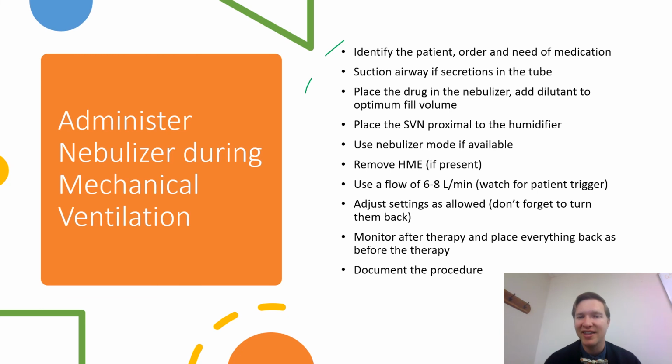Place the drug in the nebulizer, add the diluent to optimal fill volume, which is usually around 5 mLs for small volume nebs. Place the small volume neb proximal to the humidifier. We just talked about that.